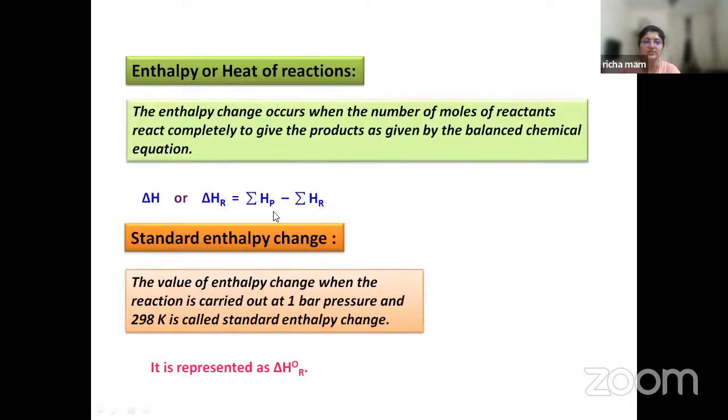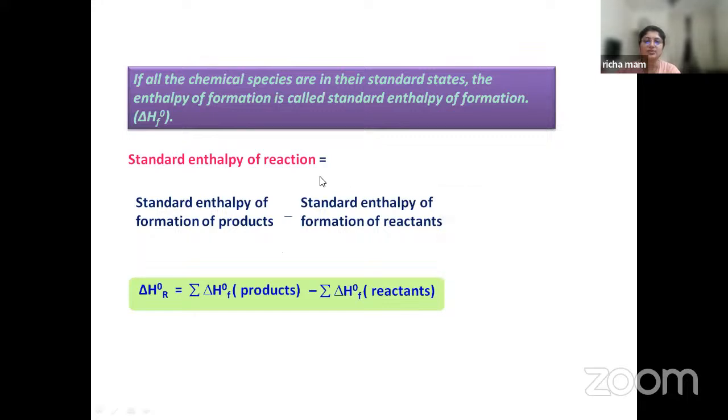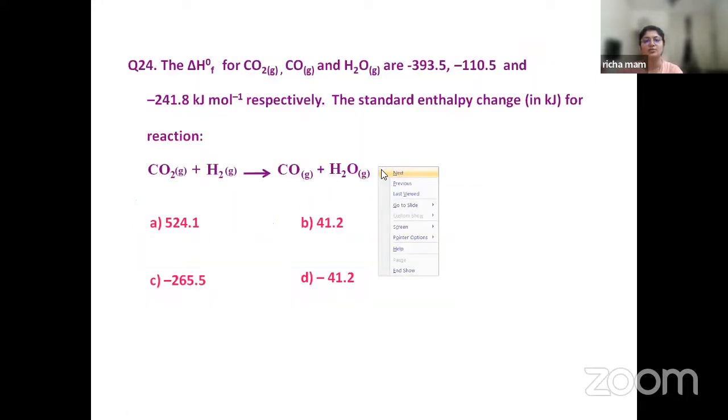So these things we have seen: enthalpy or heat of reactions, enthalpy change, enthalpy of formation, and standard enthalpy of reaction. Based on that, we'll solve a problem now. The delta H naught F for carbon dioxide, carbon monoxide, and water are minus 393.5, minus 110.5, and minus 241.8 kilojoules per mole respectively. So the standard enthalpy change in kilojoules for the reaction CO2 gaseous plus H2 gaseous giving carbon monoxide gaseous plus water gaseous is: A 524.1, B 41.2, C minus 265.5, and D minus 41.2.